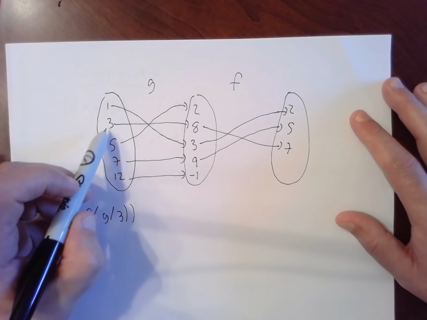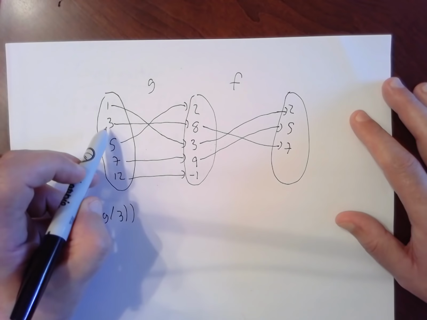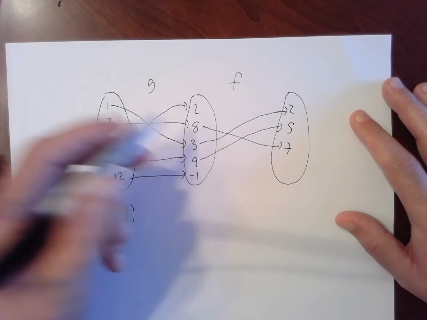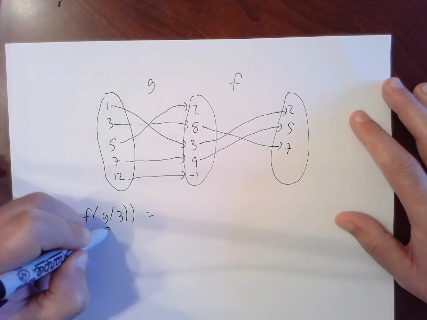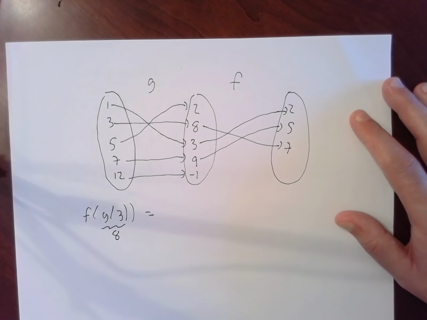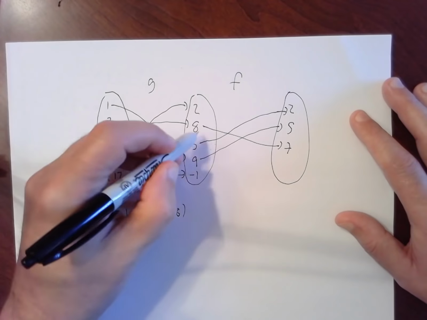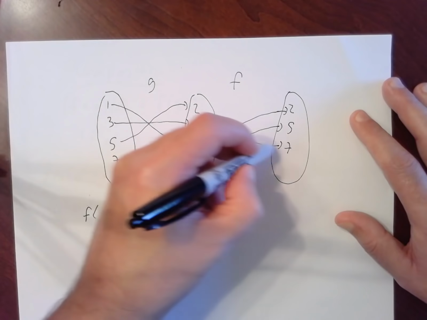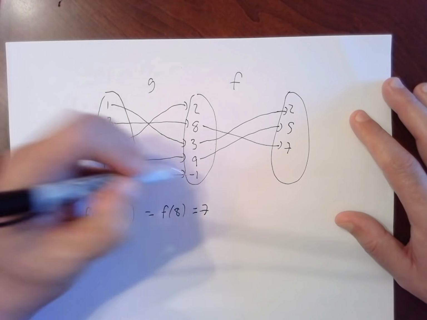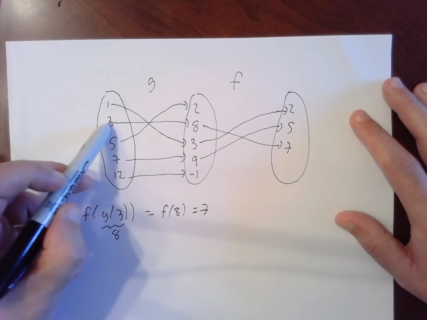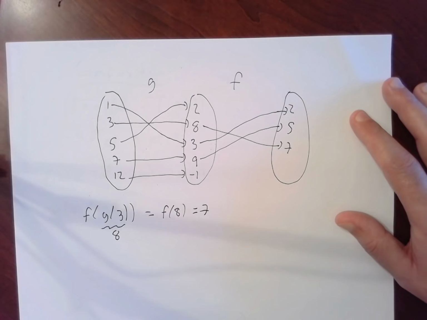So say I wanted f of g of 3. I start over here at 3, do the inside first. G of 3 is 8. So g of 3 is better known as 8. I'm really asking for f of 8. F takes 8 to 7. So just following 3 all the way across.